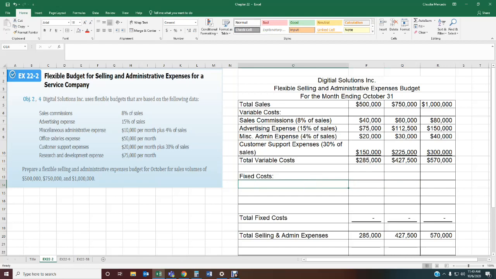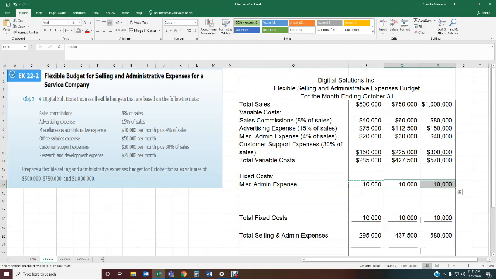Now we're going to move on to our fixed cost section. These are the costs that do not change regardless of the sales volume you have. You can have low or high sales volume, and these costs are fixed. The first fixed cost that we have is miscellaneous admin expense. We have a fixed cost of $10,000, and that's going to be fixed regardless of your sales volume. So for each category, it will be $10,000.